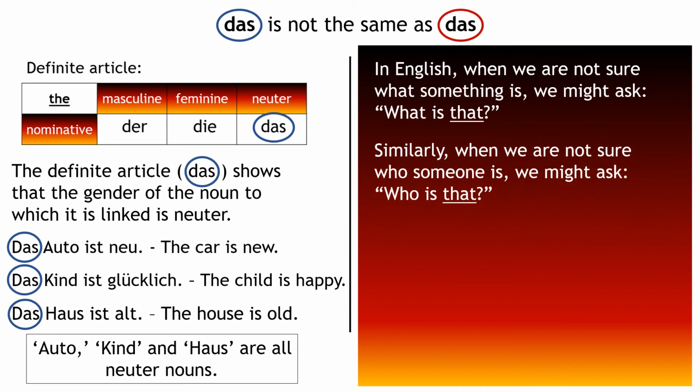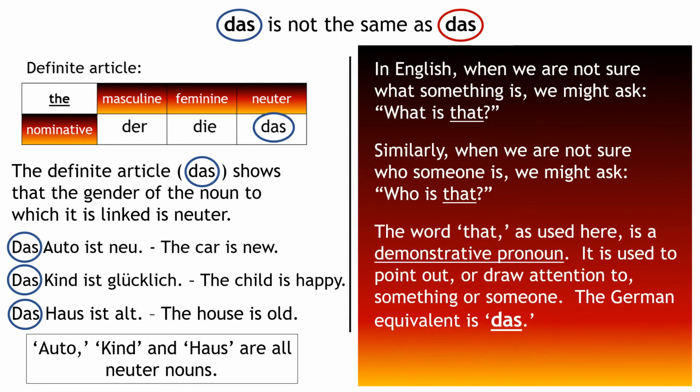In English, when we are not sure what something is, we might ask, "What is that?" Similarly, when we are not sure who someone is, we might ask, "Who is that?" The word that, as used here, is a demonstrative pronoun. It is used to point out or draw attention to something or someone. The German equivalent is das.